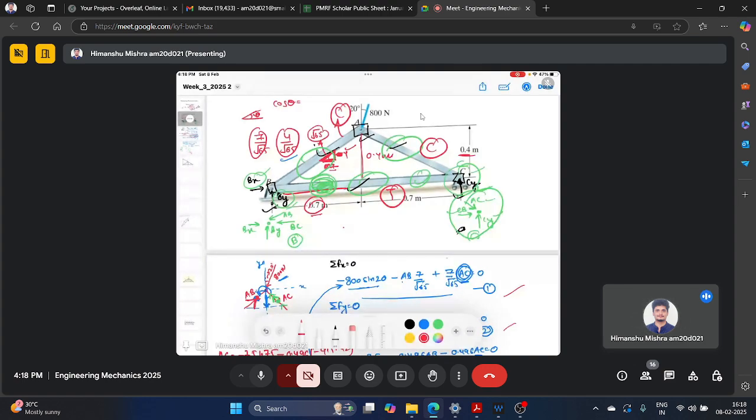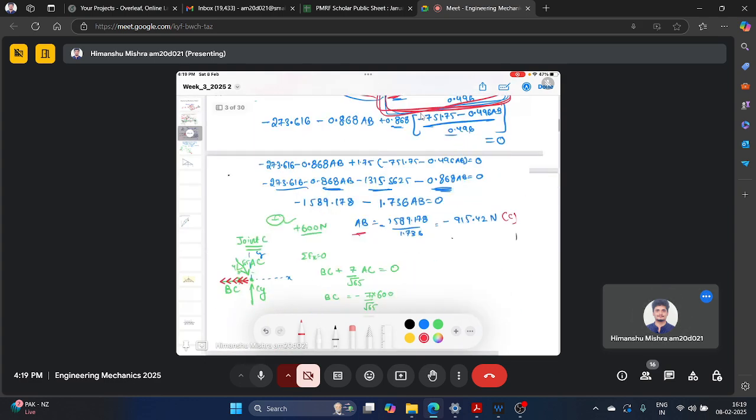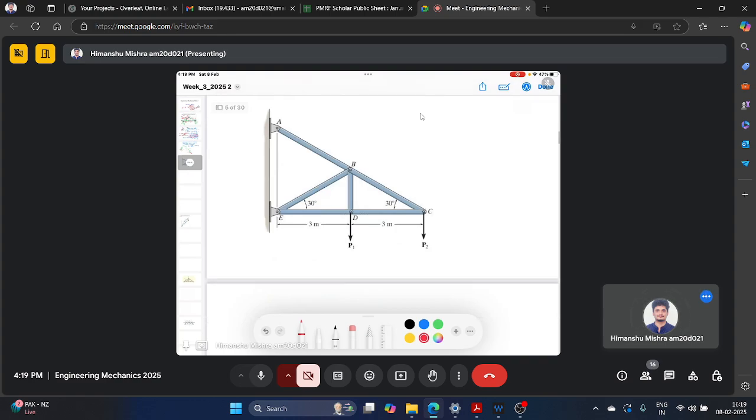So any doubt until now? If there is no doubt, then we can proceed to the next question. Since we are solving many equilibrium problems, and now we are solving truss problems which are based on the equilibrium method, let me give you this problem to solve yourself.